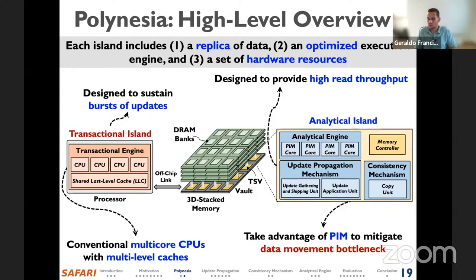But the analytical workloads have different properties that are better suited for simple cores, because here in the analytical islands.